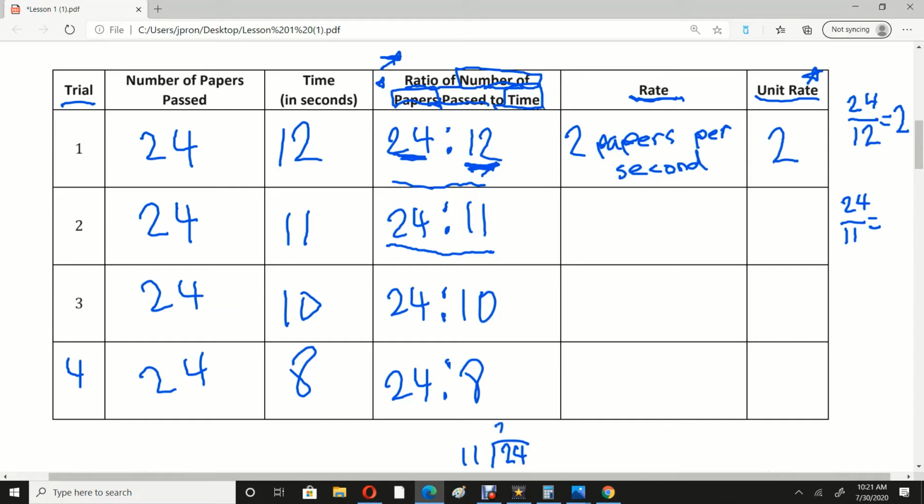I know it goes into there twice. 22, that means I have a remainder of 2. Add a 0. How many times does 11 go into 20? It goes into there just once. Yes, just once. And then subtract, get to 9, means 90. How many times does 11 go into 90?